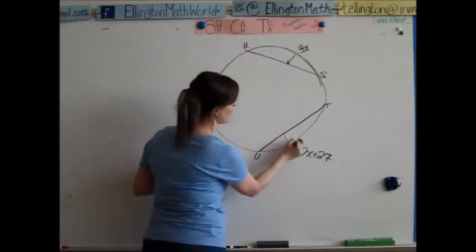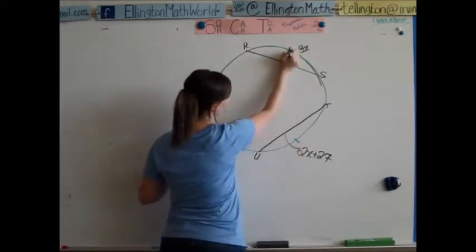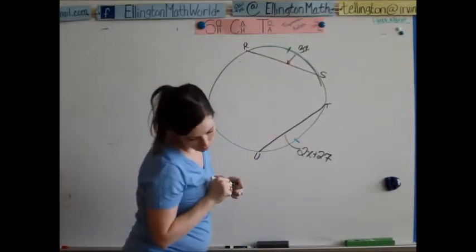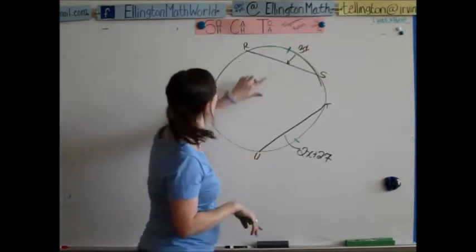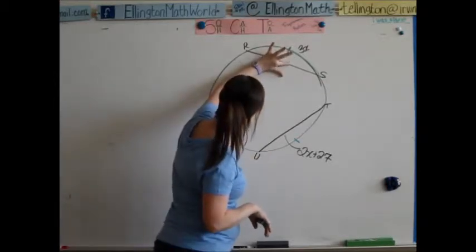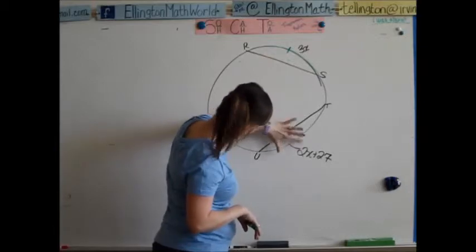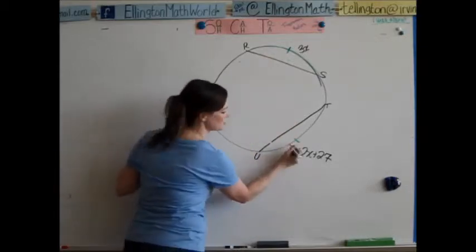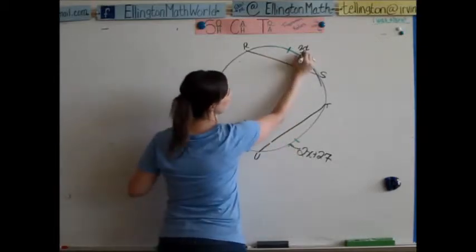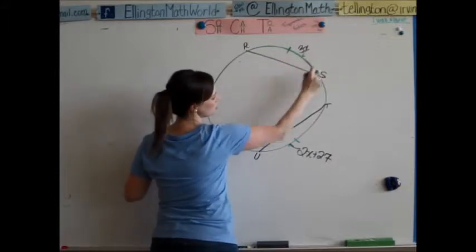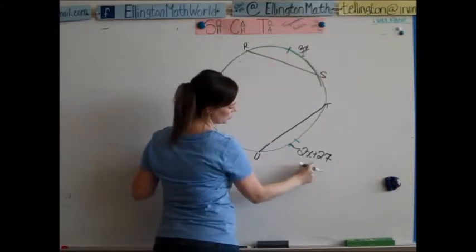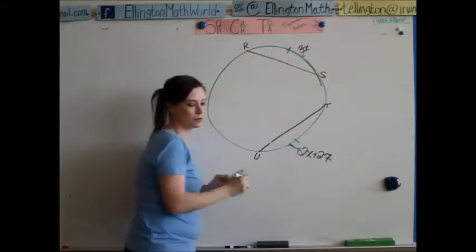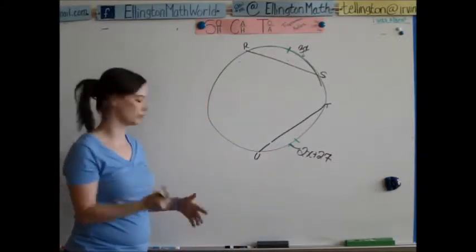Oh, I left out one thing. This arc is congruent to that arc. Oh, and I apologize. This goes with that. There we go. I drew my arrows too big. 3x is the measure of this arc. 2x plus 27 is the measure of this arc. Okay? And we're told they're congruent.